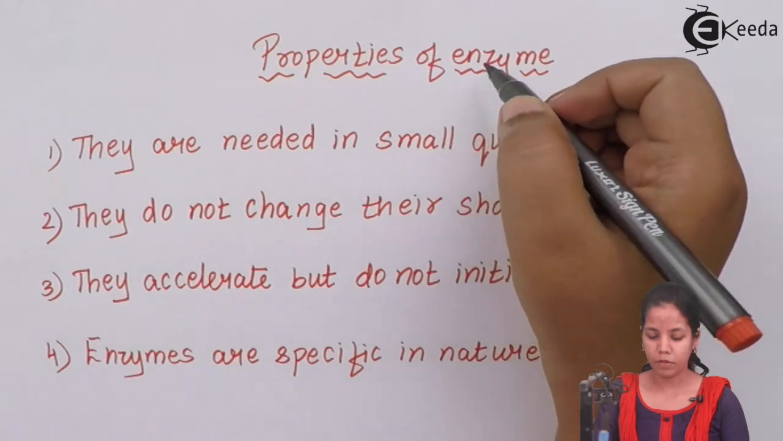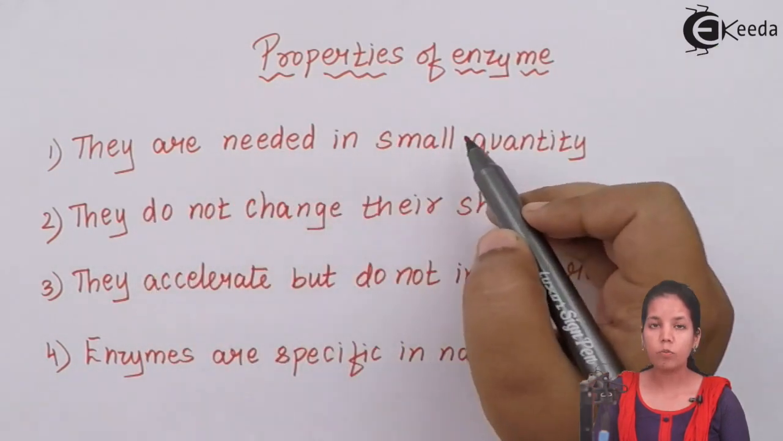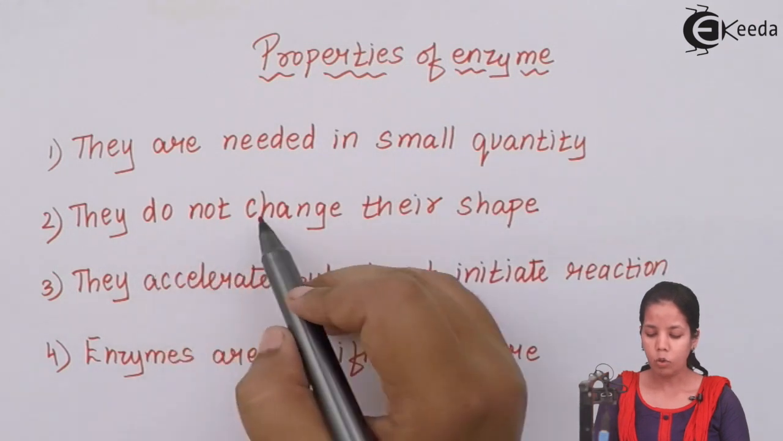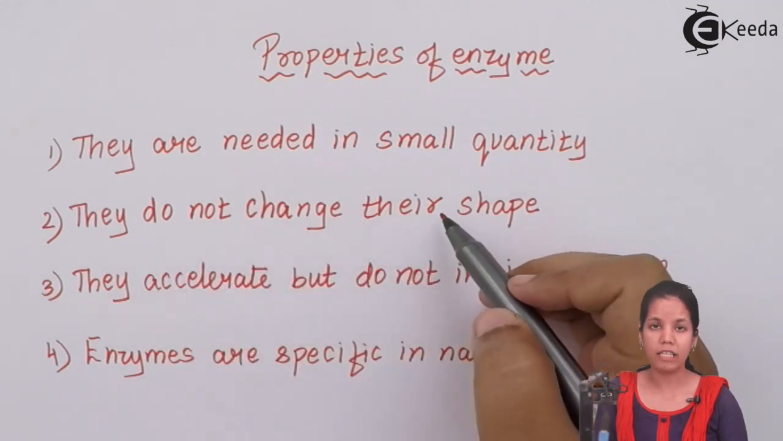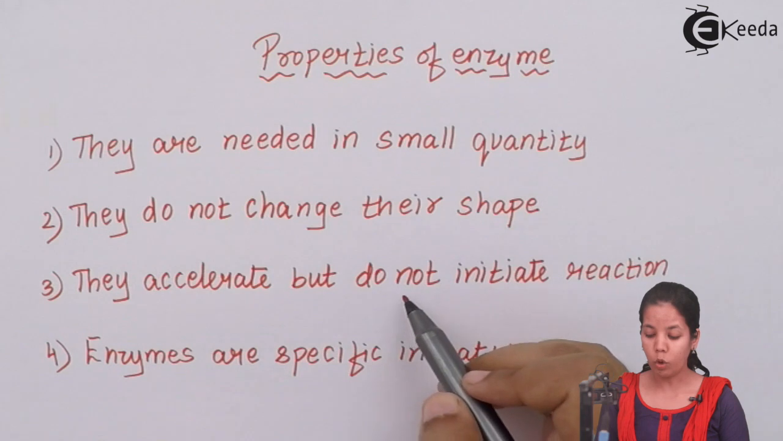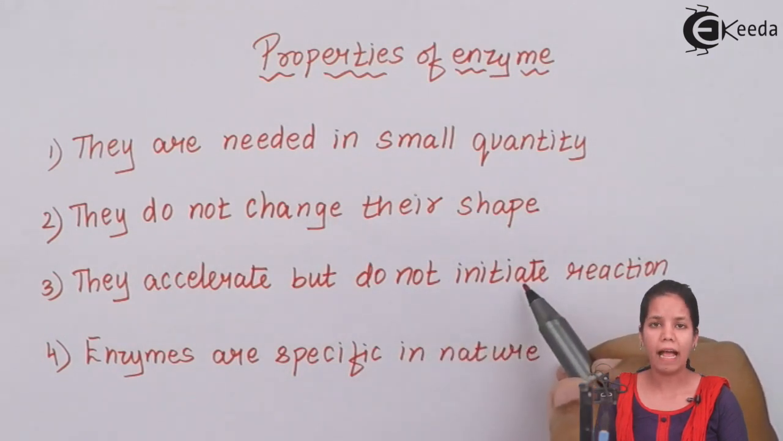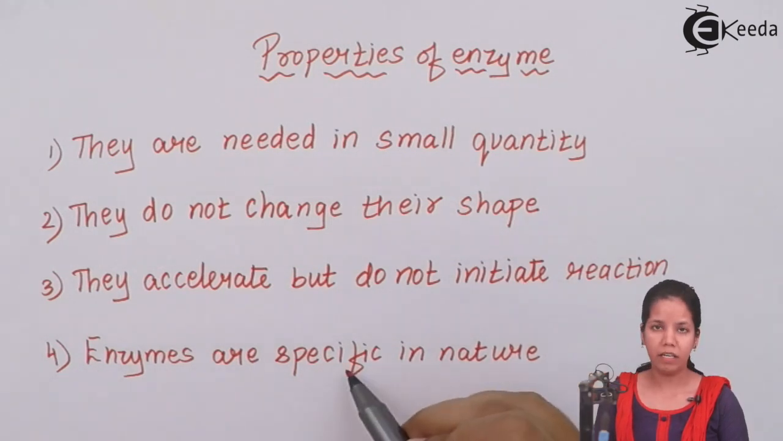Properties of enzyme. Enzymes are needed in small quantities. They do not change their shape. During a chemical reaction, the shape of an enzyme and its active site remains as it is. It never changes. They accelerate but do not initiate the reaction. When I say accelerate, it means enzymes fasten up the process of a reaction. But substrate is the thing that initiates or starts the reaction. Enzymes are specific in nature. For a particular substrate, there will be a specific enzyme.